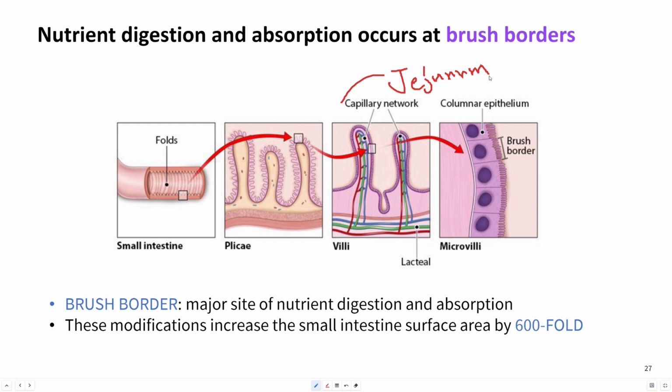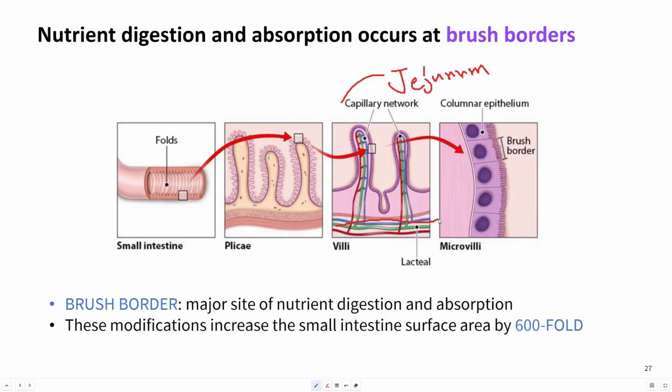Each villus contains an arteriole, which is a blood capillary network, a venule, and also a lacteal, shown here with the green vessel, the red vessel, and the blue vessel. A lacteal is a lymphatic capillary within the villus that is responsible for absorbing lipids and vitamins, mainly lipid-soluble vitamins.